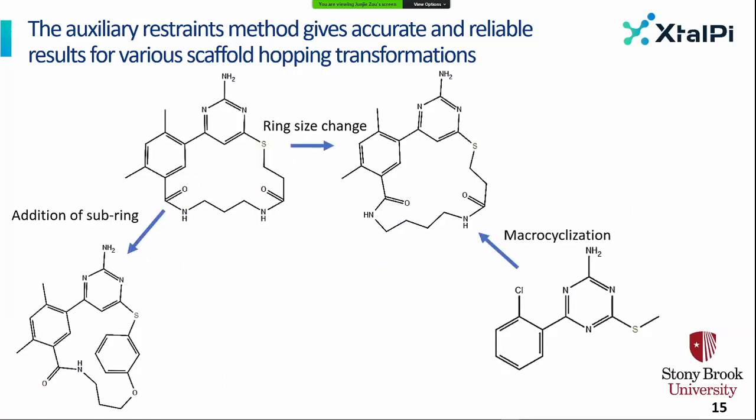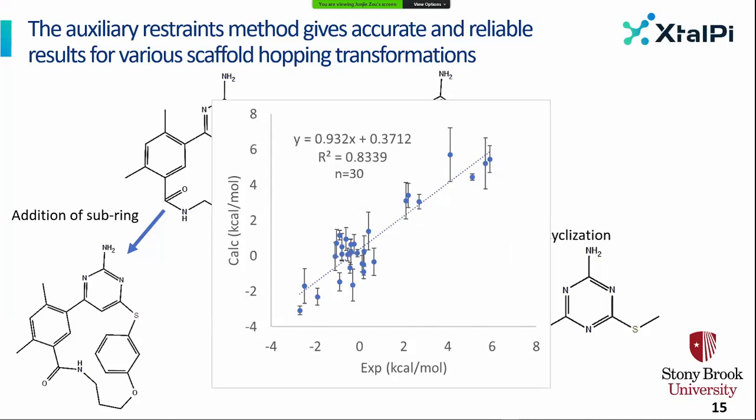We also tested our method for the macrocycles. Macrocycles, in my opinion, are more difficult to handle than the previous test cases. We have studied macrocyclization, the change of ring size, and also addition of subrings on the primary rings. Also here we get a very satisfactory, very good correlation with the experimental values. This indicates that our method is highly applicable to different systems.